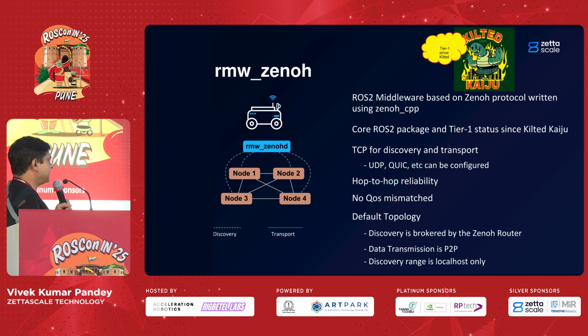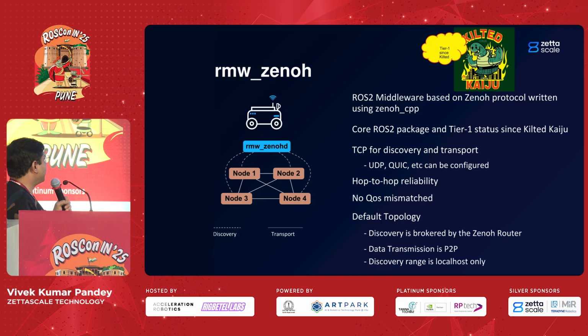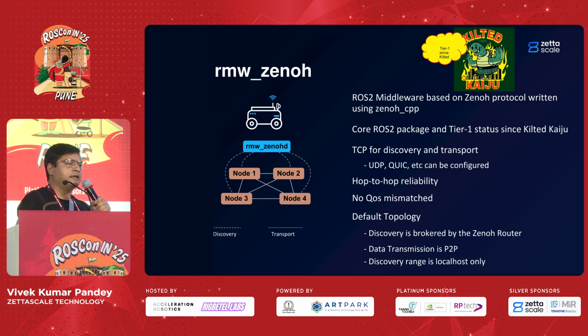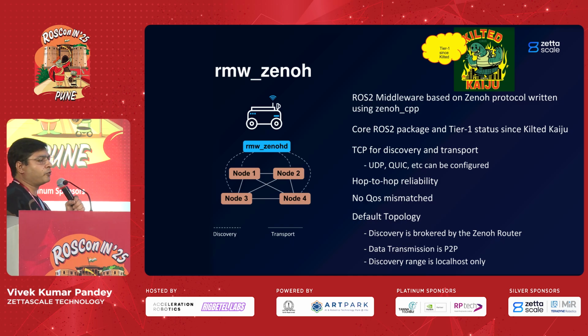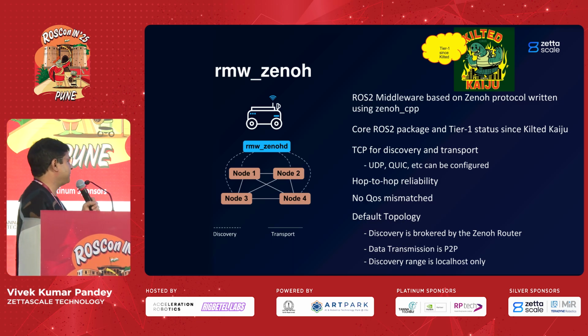It is Tier 1 since Kilted Kaiju. Because it is Tier 1, it is available in the core ROS 2 packages. By default, RMW Zenoh uses TCP for discovery and other transport. What you have already seen in the morning is that there is no topological constraint with Zenoh. But for RMW Zenoh, we use TCP for discovery as well as transport, though it is not limited to TCP. You can configure UDP, serial, and many others.